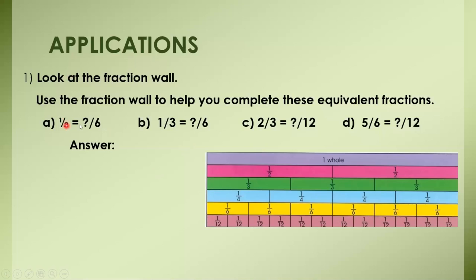This is the row where you can see the denominator 6. Now, 1 by 2 equals dash by 6. So 1 by 2, yes, 1 by 2 is over here. From this part to this part, it is 1 by 2.